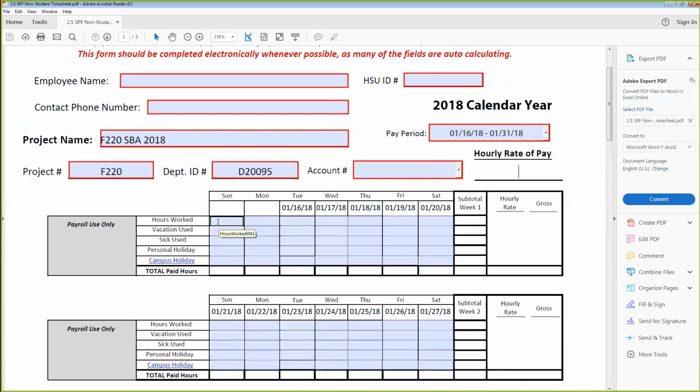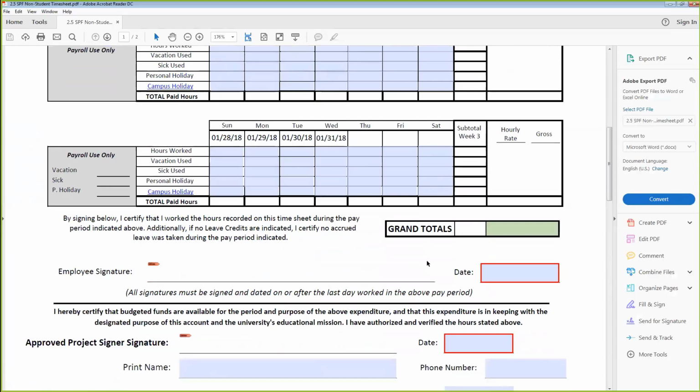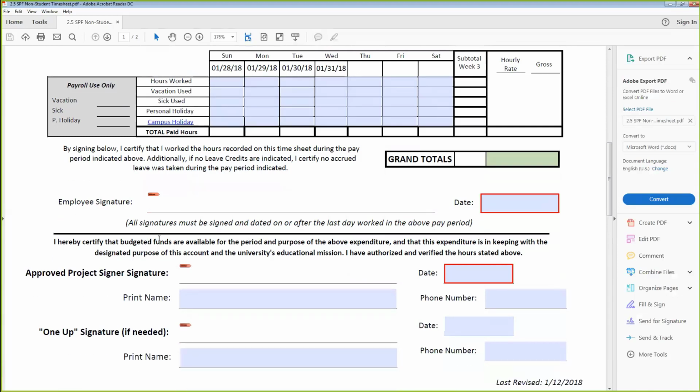And so then we would put down how many hours they work, if it was vacation hours or sick hours or a personal holiday or a campus holiday, and those will all total up. And then when we get down here, there's an employee signature, so they're certifying that they worked this time. And then there's an approved project signer.